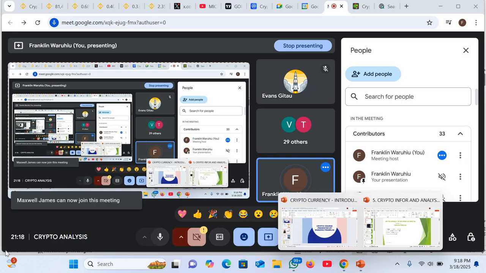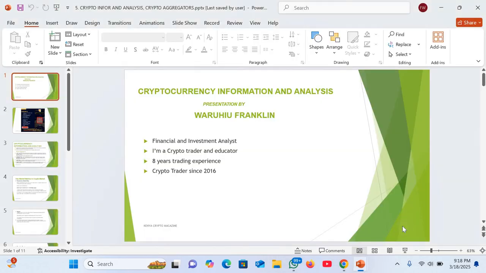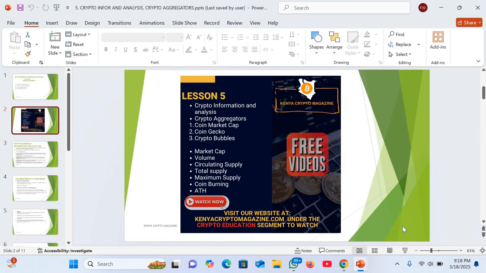And today's class, we are going to cover a very important topic about crypto analysis and also the different crypto metrics. And some of the sources of data that we are going to cover, one of them is CoinMarketCap. The second one is CoinGecko. And also the third one is Crypto Bubbles. And also there is another one called CoinGlass.